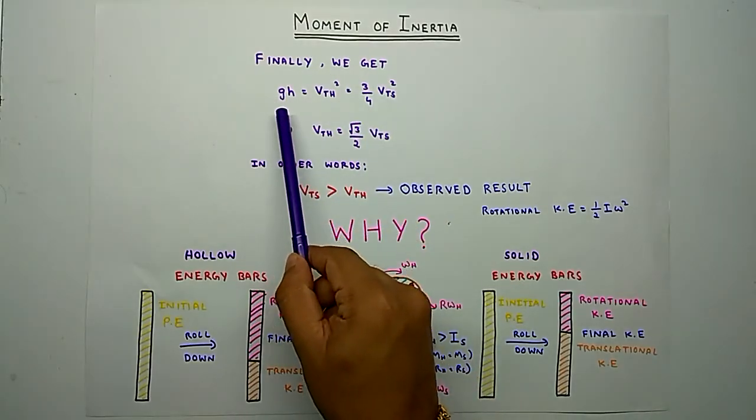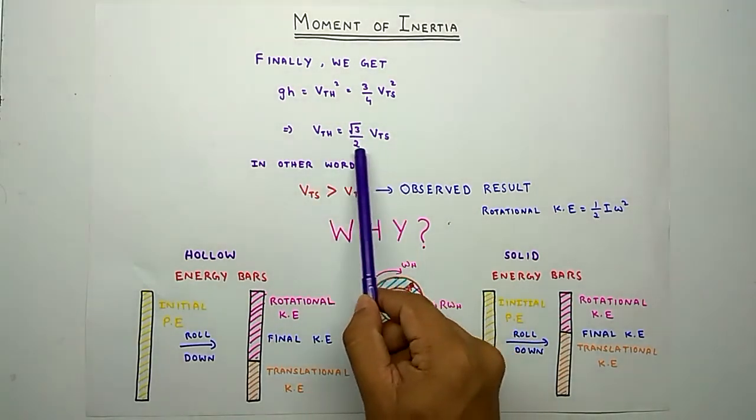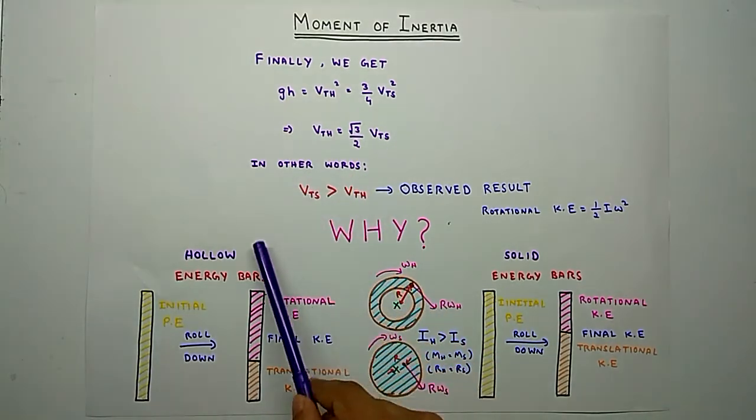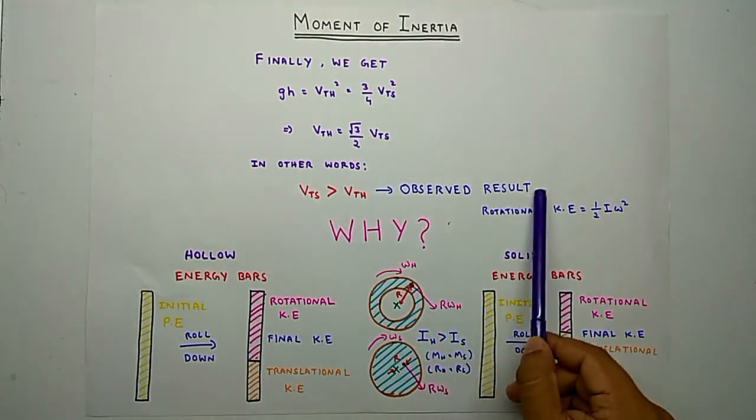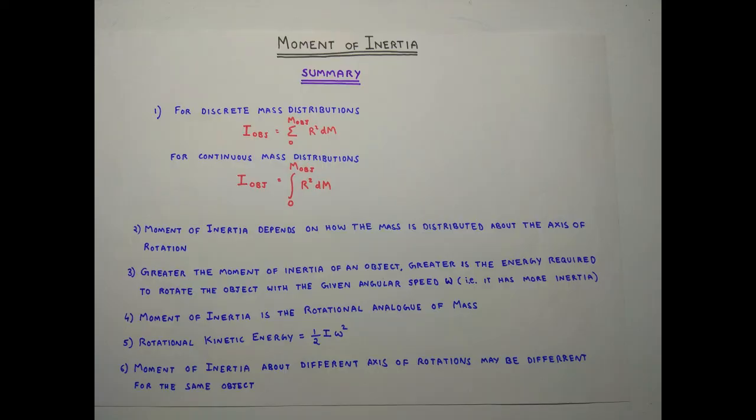So finally, we get the following result. g h is equal to vth squared is equal to 3 by 4 vts squared, or vth is equal to root 3 by 2 vts, or in other words, vts must be greater than vth, which is what we observed in our experiment. The reason we observe this is because the mass chunks present far from the axis of rotation consume a greater amount of energy to rotate with a given angular speed compared to those mass chunks situated closer to the axis of rotation. Since in the hollow cylinder all the mass is concentrated far from the axis, it consumes a greater fraction of initial potential energy to rotate as compared to the solid cylinder.